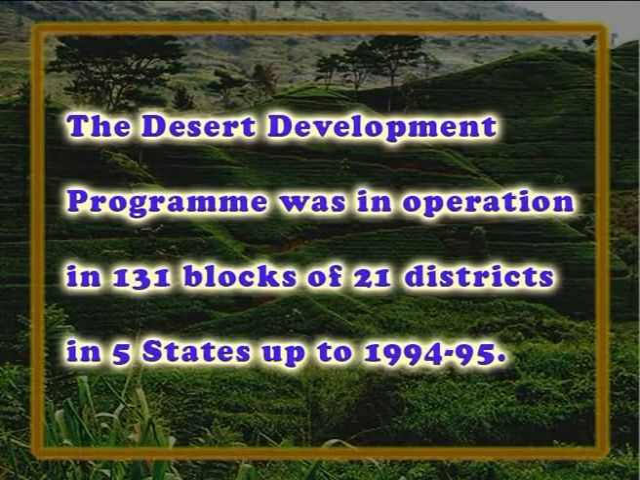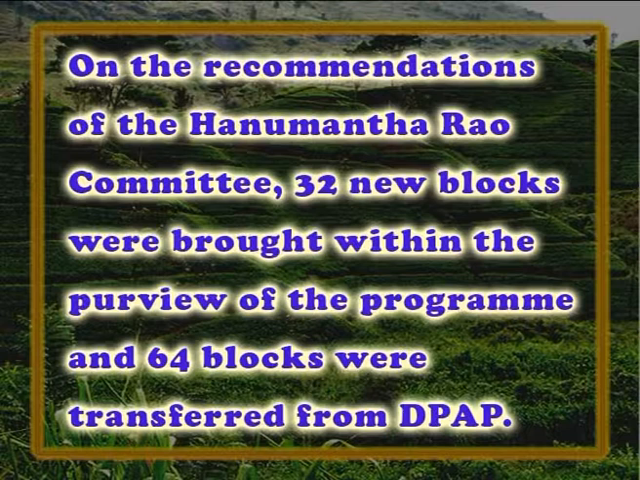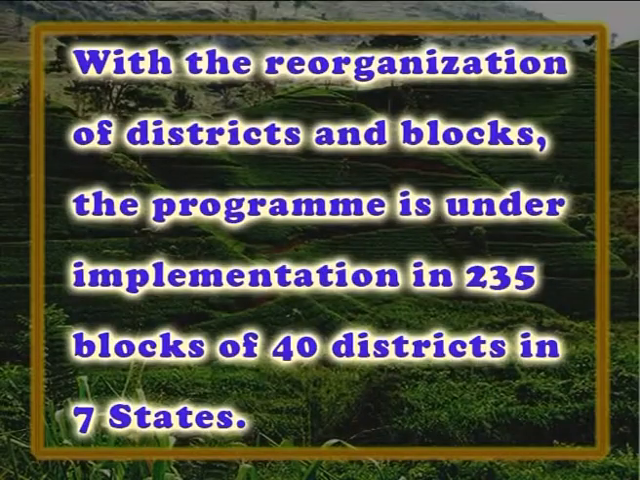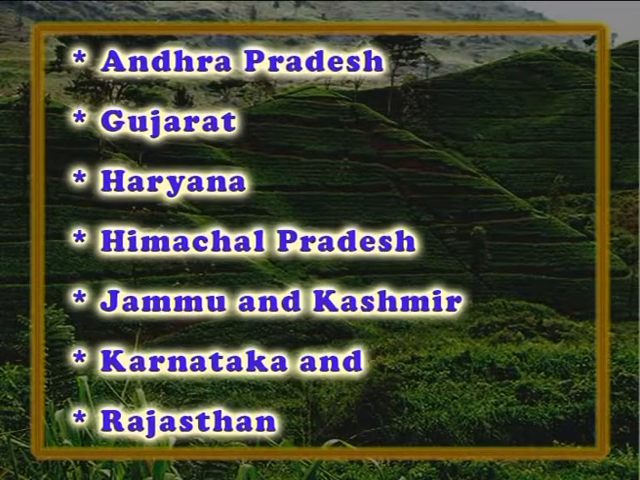The Desert Development Program was in operation in 131 blocks of 21 districts in 5 states up to 1994-95. On the recommendations of the Hanumantha Rao Committee, 32 new blocks were brought within the purview of the program and 64 blocks were transferred from DPAP. Consequently, coverage of the program was extended to 227 blocks of the country with effect from January 1995. With the reorganization of districts and blocks, the program is under implementation in 235 blocks of 40 districts in 7 states. The states where DDP is under implementation are Andhra Pradesh, Gujarat, Haryana, Himachal Pradesh, Jammu and Kashmir, Karnataka and Rajasthan.